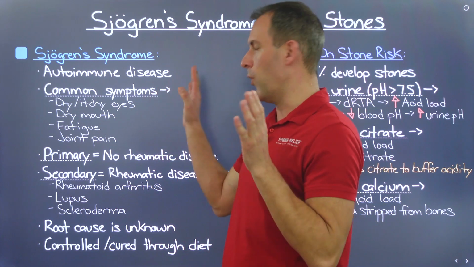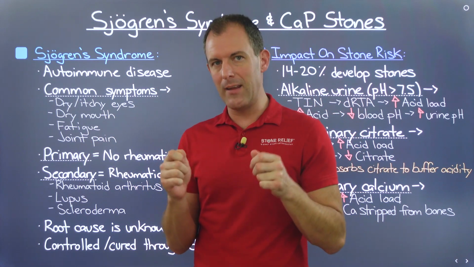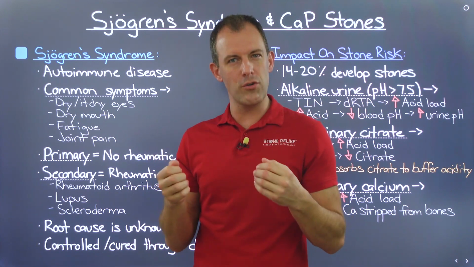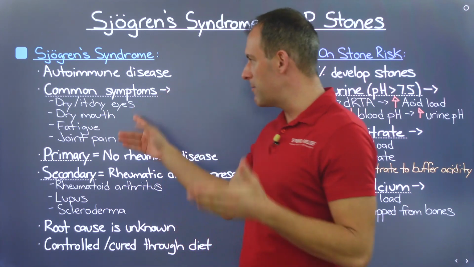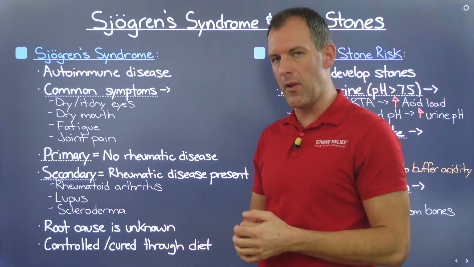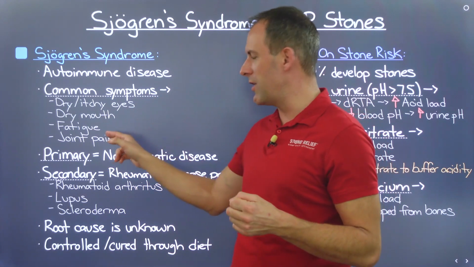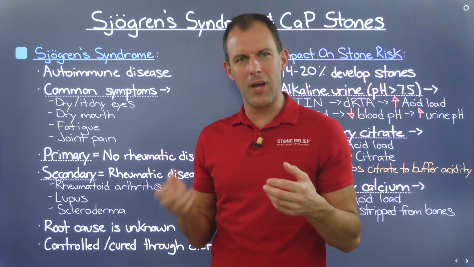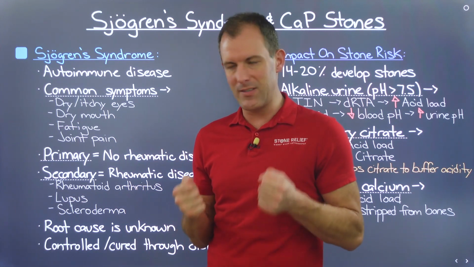In particular, with Sjogren syndrome, this is attacking the glands that are responsible for creating mucus and moisture throughout the body. Some of the symptoms you would commonly see with this would be dry or itchy eyes and dry mouth. It also comes along with fatigue, and it connects with joint pain as well, because there's a lot of connective tissue impacted by this syndrome.